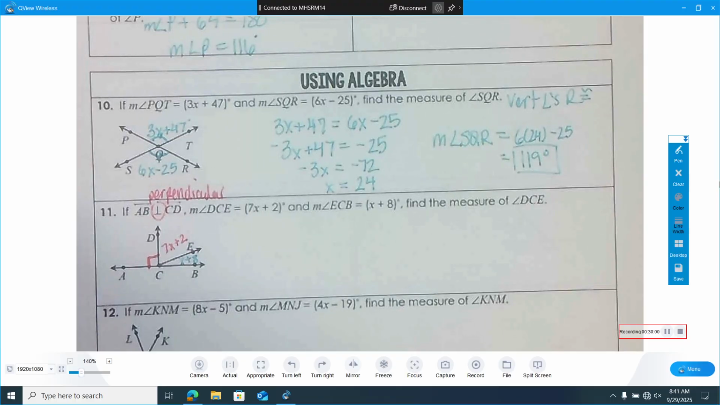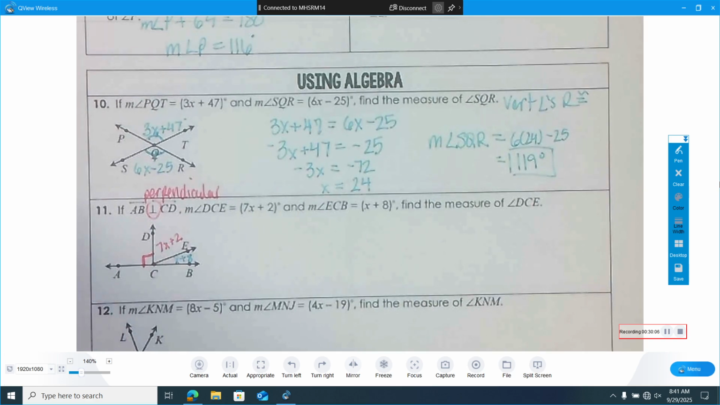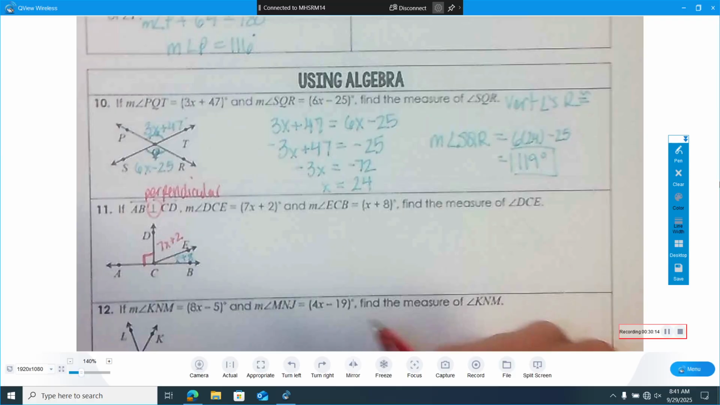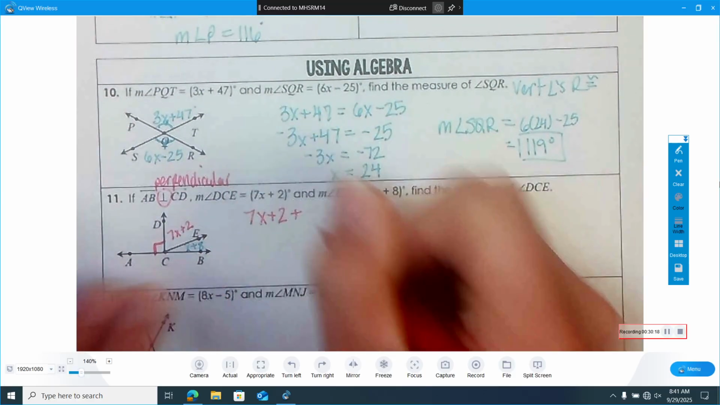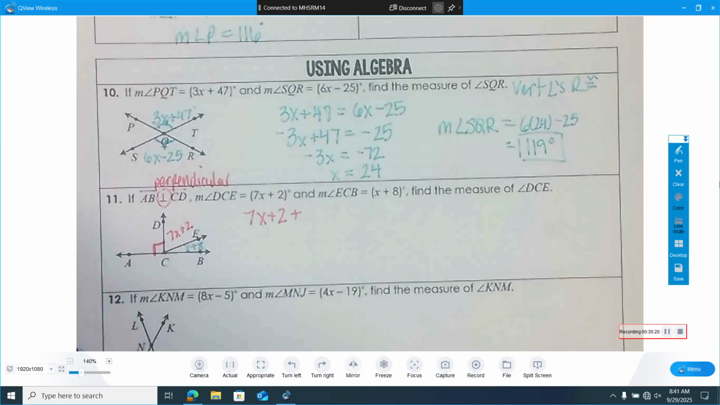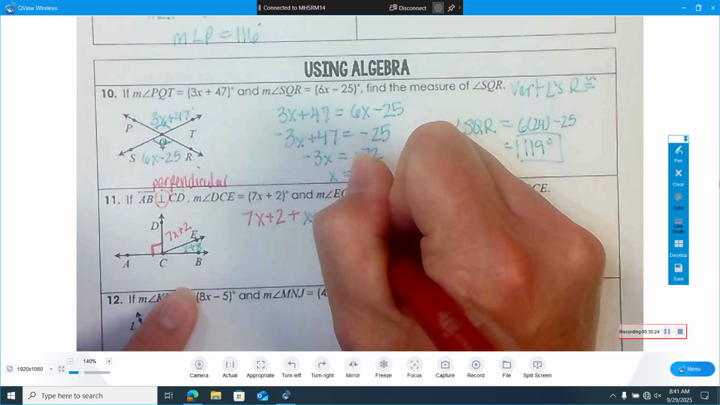Okay. What kind of angles are the red and the blue angle here? What could we call them? What vocab words could we use? Complementary, and they equal 90. They're also adjacent. So 7x plus 2 plus x plus 8 should equal 90 degrees.